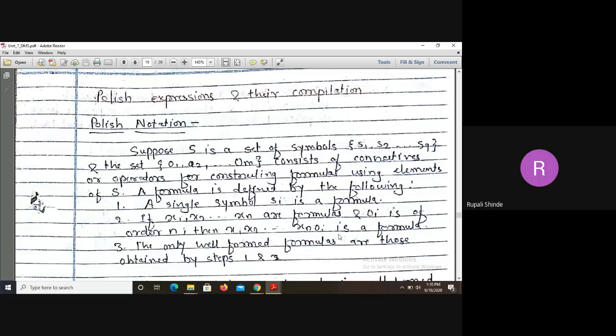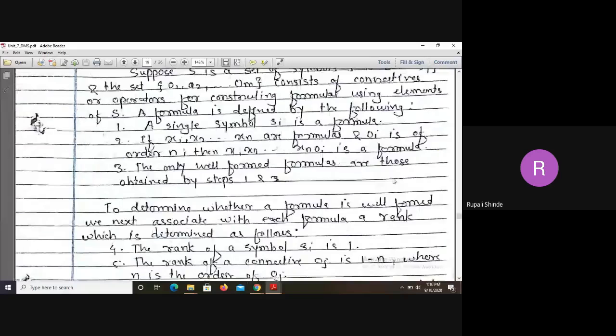Plus AB. Plus AB, that is operator, then operand 1, operand 2. After that, we have seen infix notation. So for this infix notation, syntax is operand 1, operator, and then operand 2. And last one was postfix expression. So for this, operand 1, operand 2, and then operator. So these are three different types of Polish notations.